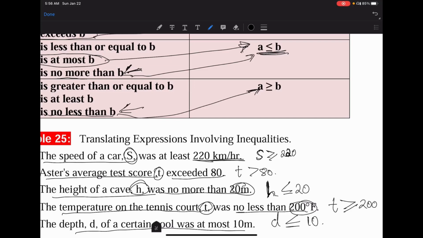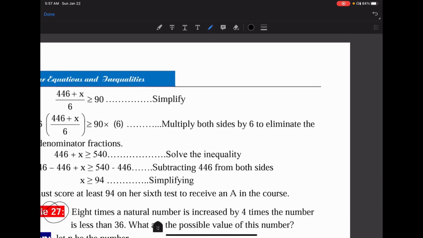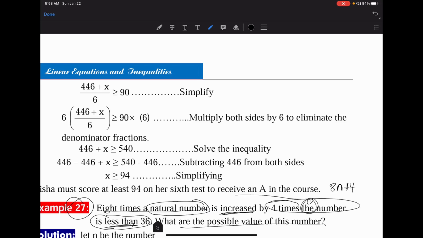At most 10 meters. Now I am working on example 27: 8 times a natural number, increased by 4 times the number, is less than 36. What are the possible values of this number? Converting to an inequality, assuming we call the natural number n: 8 times the natural number is increased by 4 times the number, so the number mentioned there is n. It could have been another letter, y or x, but here it is n.